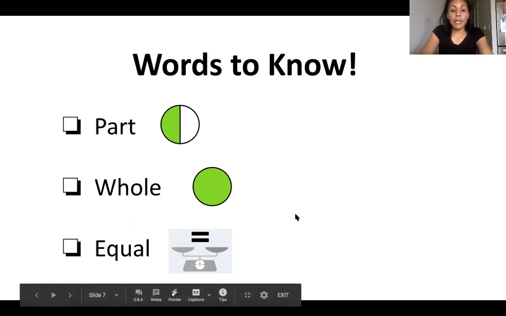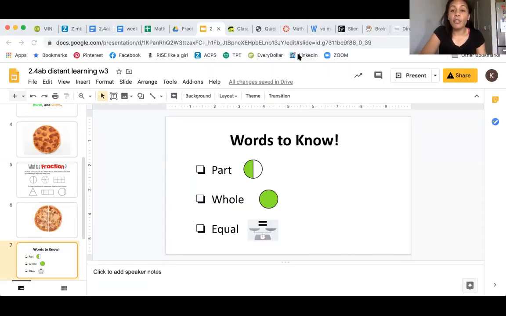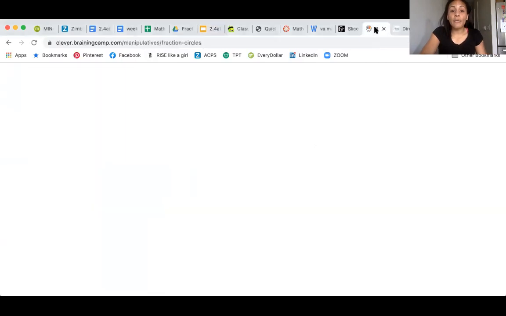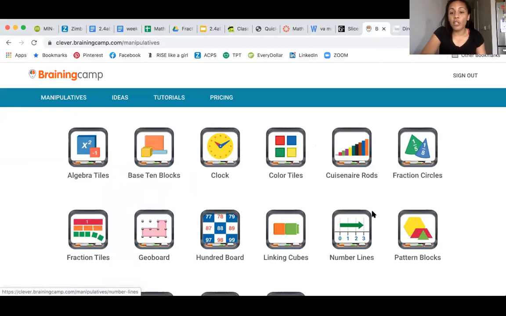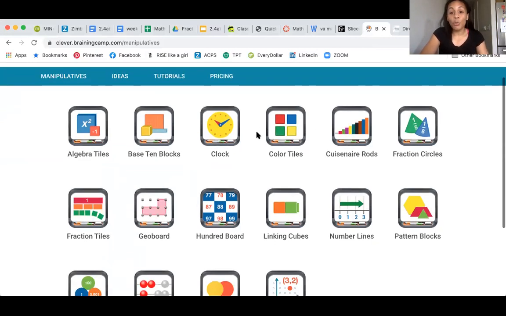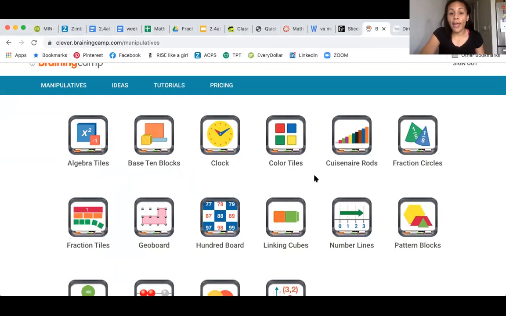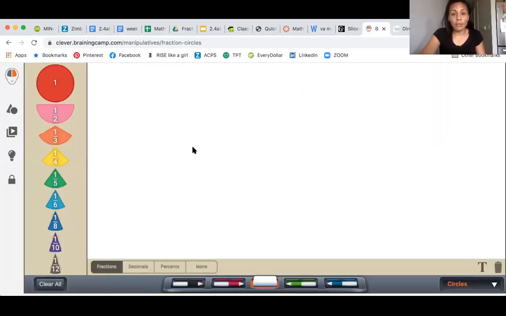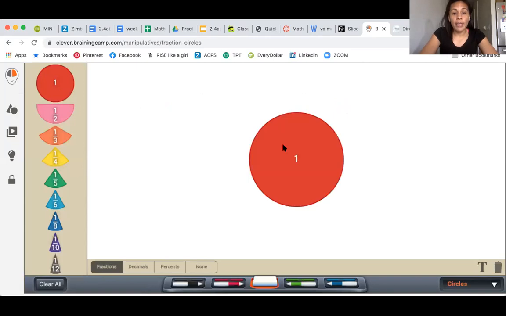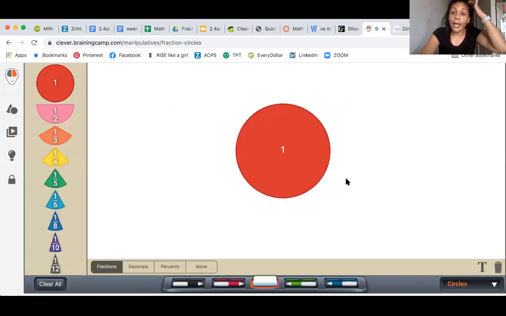Excellent. So now what we're going to do is we're going to move over to an app that you have on your Clever page called Braining Camp. Okay? And on Braining Camp, you're going to see a whole bunch of math tools that you can use to help you solve and play with math problems. We are going to be using the one today that is called fraction circles. So I'm going to grab this circle right here, okay? And this is going to be my, let's call it an area model, okay?